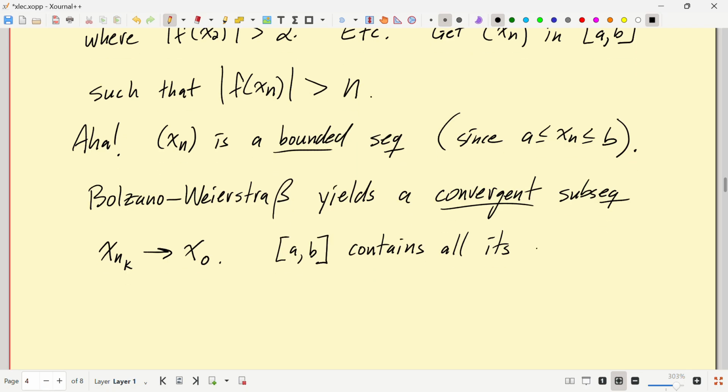What does the book call them? Accumulation points? I like to call them cluster points. Because it's closed. That's what it means.